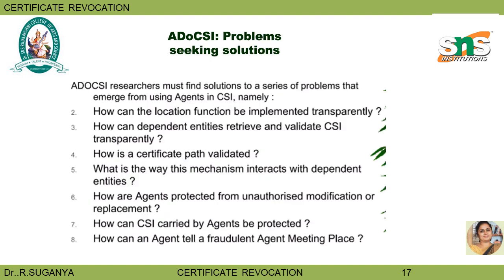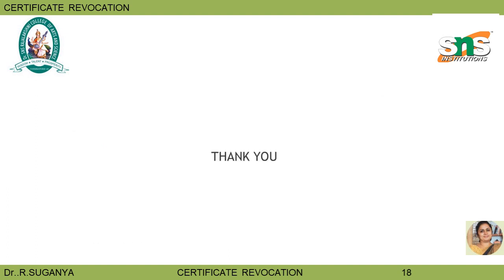So there are some problems seeking solutions. How can the location functions be implemented transparently? How can dependent entities retrieve and validate CSI transparently? How can a certificate path be validated? What is the way this mechanism interacts with dependent entities? How are agents protected from unauthorized modifications or replacement? How can CSI carried by agents be protected? How can an agent tell a fraudulent agent meeting place?